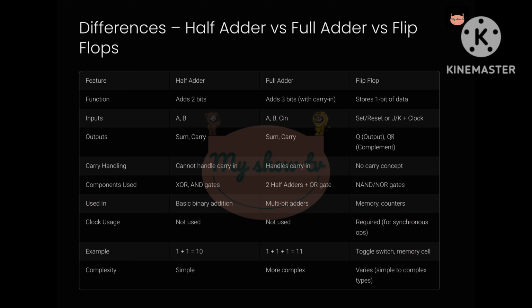5. Components used: half adder uses XOR and AND gates. Full adder uses 2 half adders and an OR gate. Flip-flop uses NAND or NOR gates. 6. Application: half adder is used in simple addition logic. Full adder is used in binary calculators and ALUs. Flip-flop is used in memory units and counters.